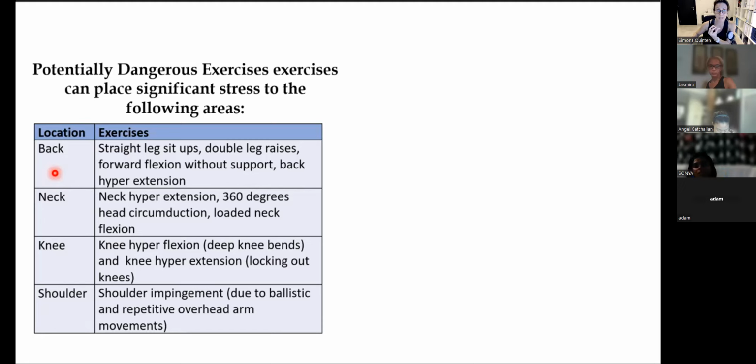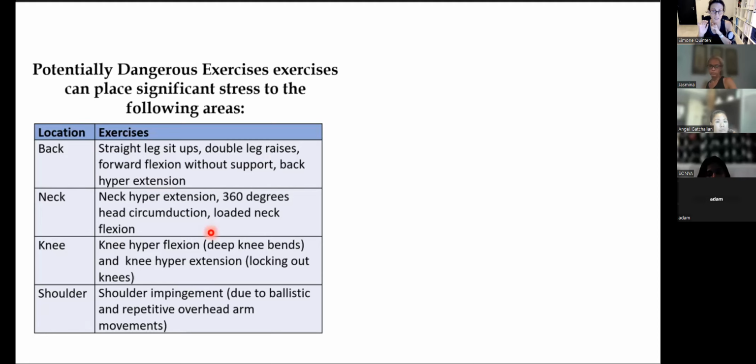Because when you're doing Pilates, we do have straight leg sit-ups, no problem. We do double leg raises because the legs are involved a lot, but we know how to engage the core. That's a different thing, okay? So when you're doing neck hyperextension, a 90-degree head circumduction, loaded neck flexion, so when you're doing it kind of like this, uncontrolled, you can injure yourself quite a lot.